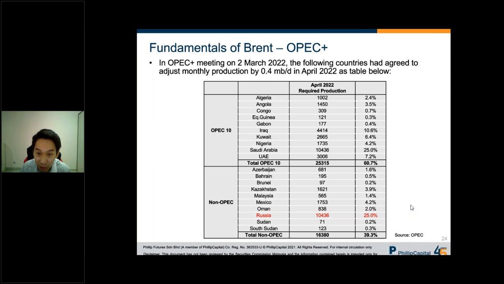So what is the solution? Then we will have to look at when OPEC Plus meets at the next meeting on 21st March, this month, to see what they're going to do about it, how much production they're going to increase, whether each country is able to produce enough to meet the deficit from the supply from Russia. Okay, so this is something you have to be particularly careful about.